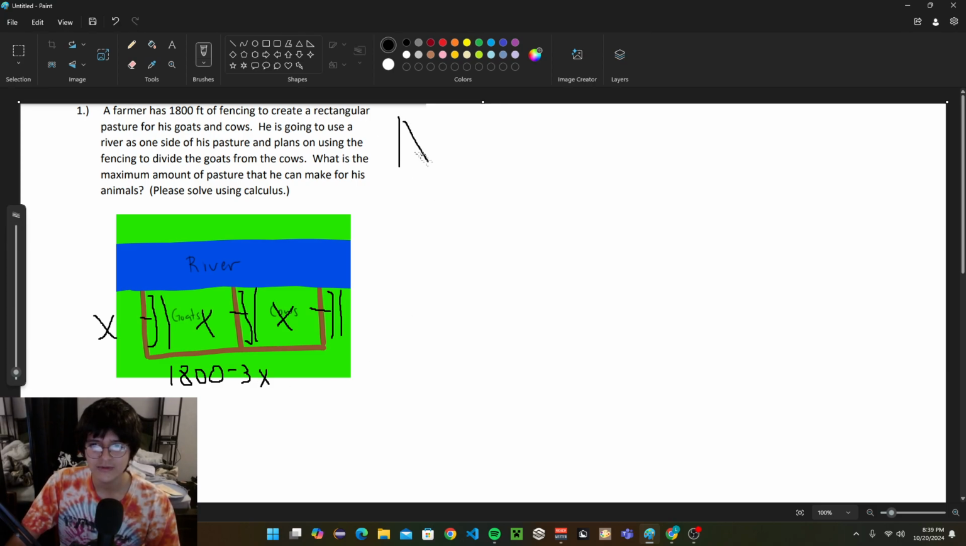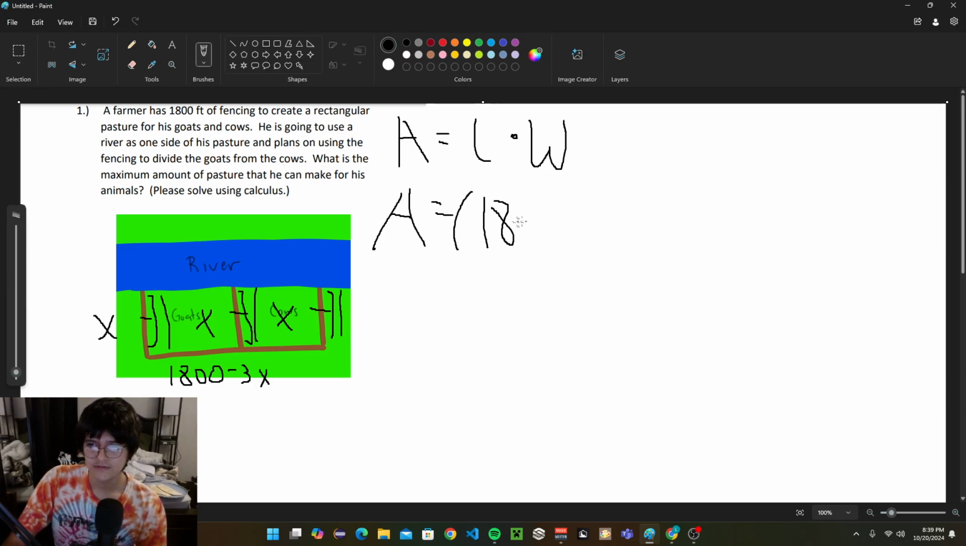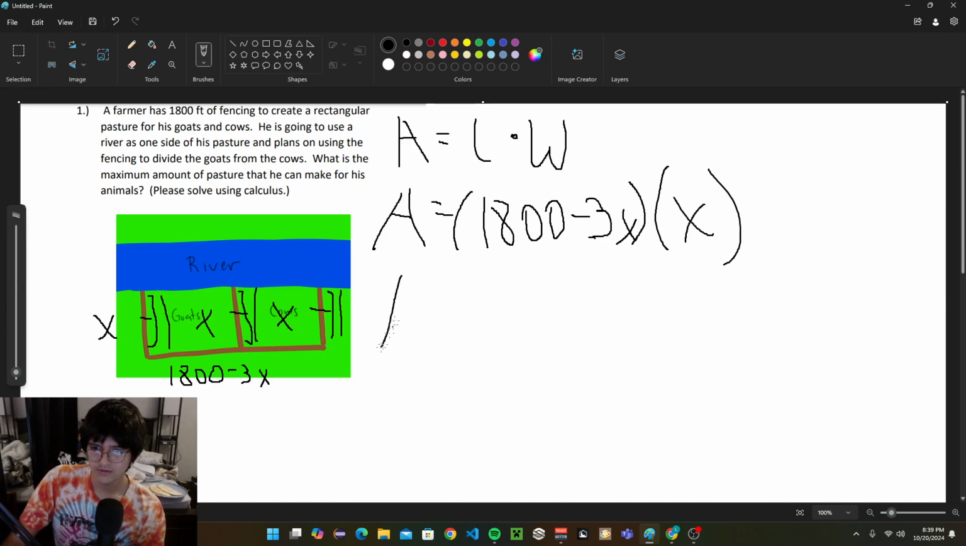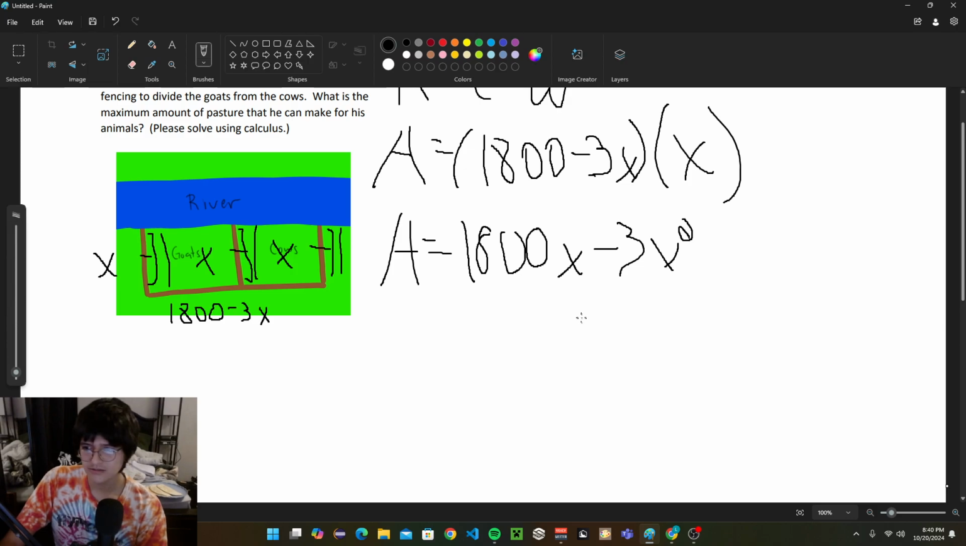So we know the area for a rectangle is length times width, and here our length is 1,800 minus 3x, and our width is essentially just x. So now we're going to distribute that x, so it'll be 1,800x minus 3x squared, because x times x will give us x squared.